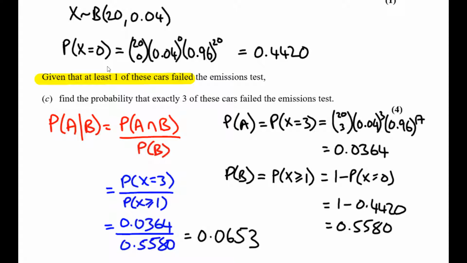0.0653 to 4 decimal places. Okay, just be careful to make sure that you're using the exact values when you're calculating. So here, this numerator should really be that whole statement, so we don't lose any accuracy on this final answer.